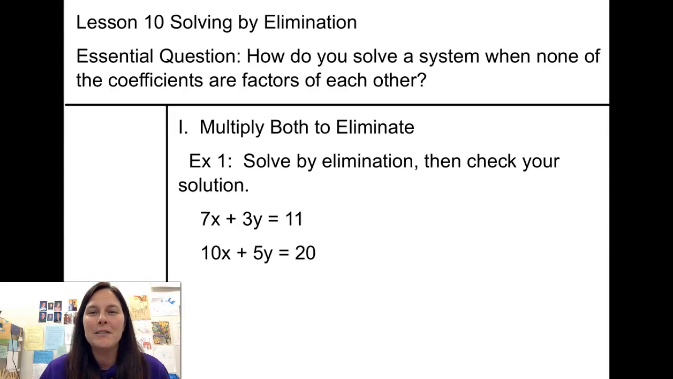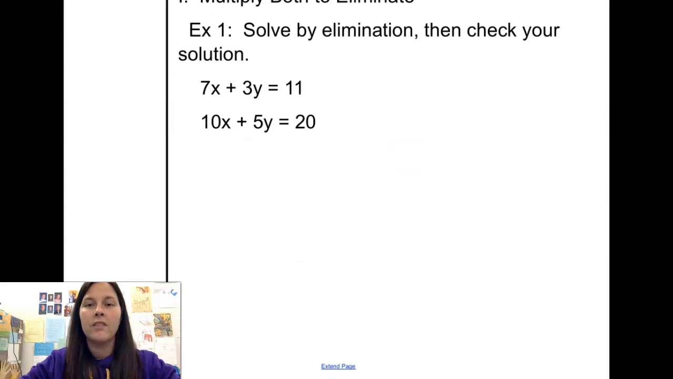All right, solving systems by elimination. This typically is one of my students' favorite ways to solve systems, so hopefully you have found some success with this process as well. When we're solving by elimination, our goal is to get one of the variables to cancel by getting those coefficients to be the same, but opposite signs.